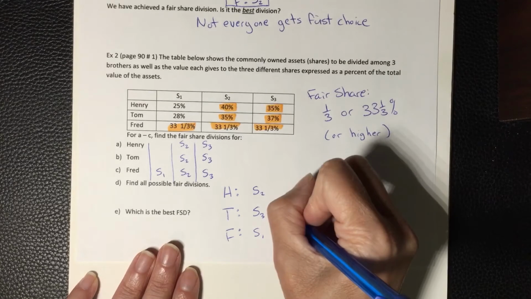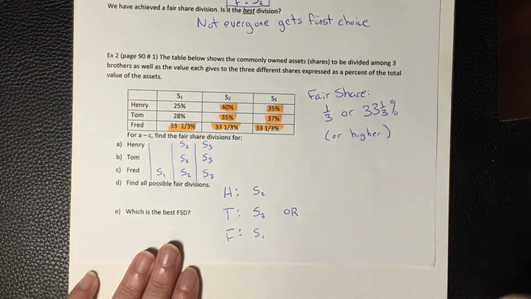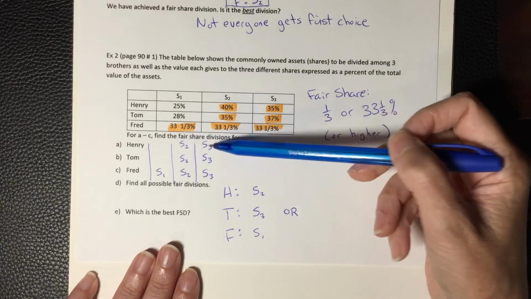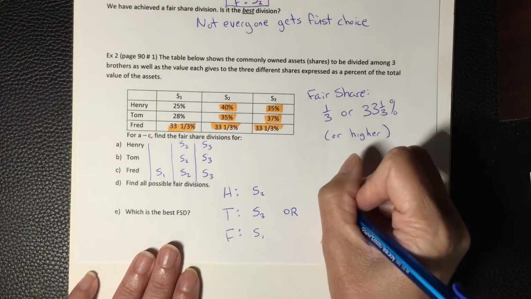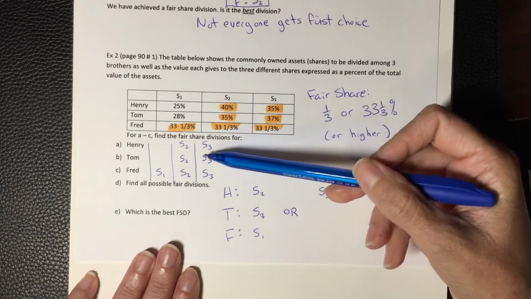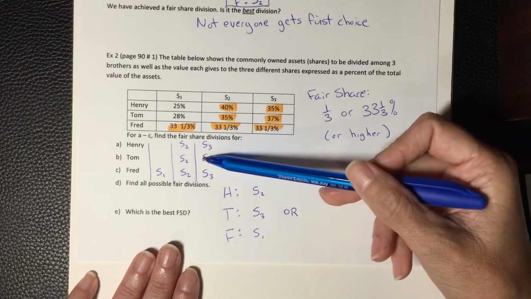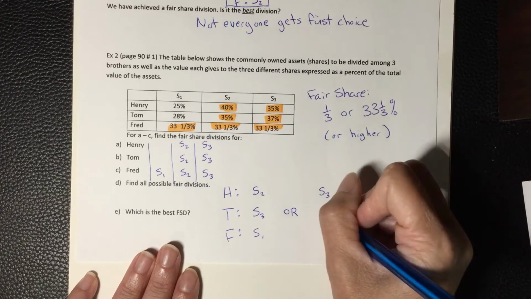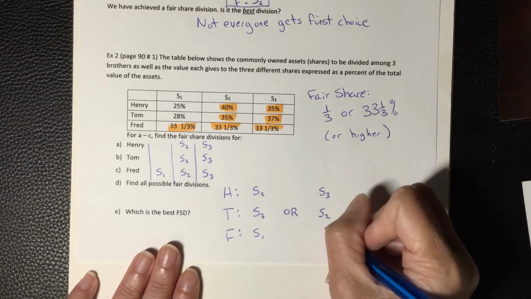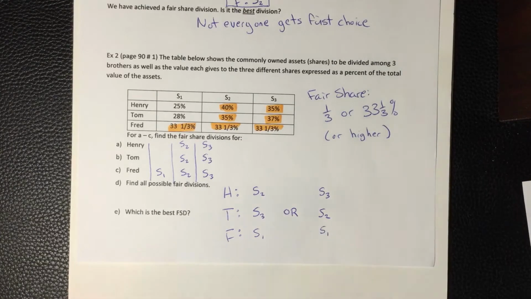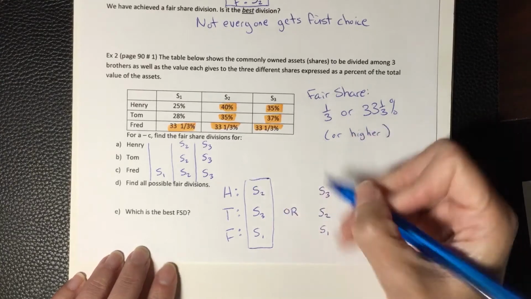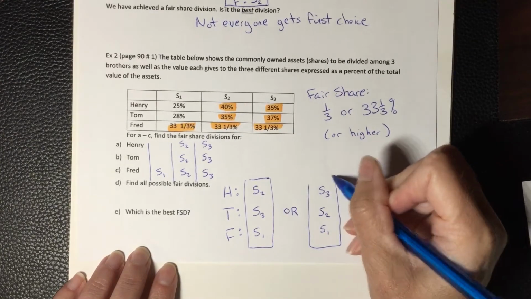Now in this case, there's another one. We could go back and start over. So if we go back to Henry, this time instead of giving him share 2, let's give him share 3. Then when we come down to Tom, Tom has to get share 2 because we've already given this other one away. So Tom would get share 2. But Fred is still going to get share 1. He's the only person that shows that as a fair share. So here would be 2 fair share divisions.